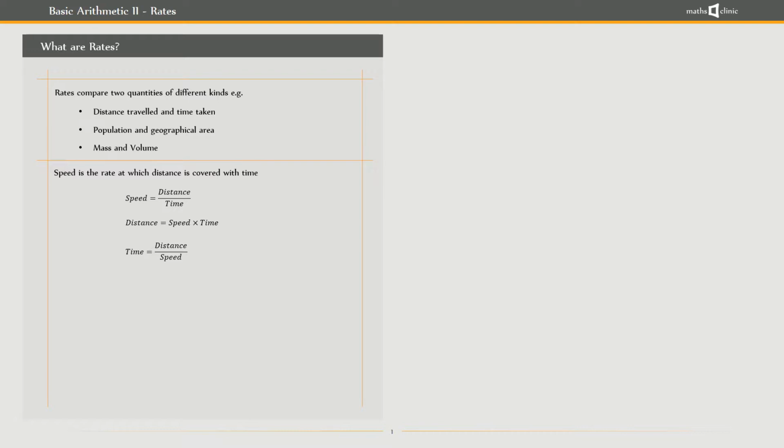Now if you have distance and speed and you're asked to calculate time taken, you simply say distance divided by speed and you have your time. It's that simple. It's basically change of subject formula, but the main formula that you need to know is that speed equals distance over time.